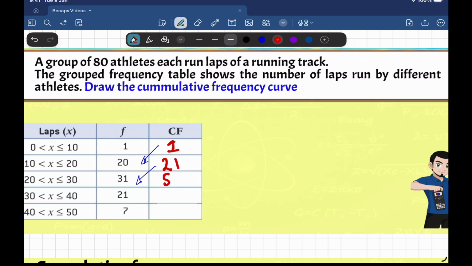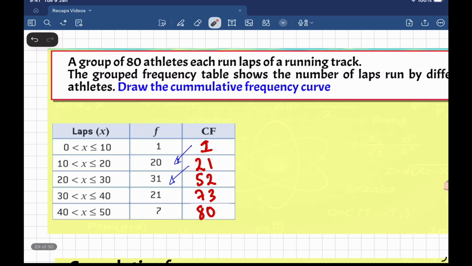Then 52 plus the 21 is 73. And then 73 plus 7 is going to be 80. So please be careful here. The last number in the cumulative frequency column is the same as the total number of items, in this case outlets. So if we have 80, this has to be 80.